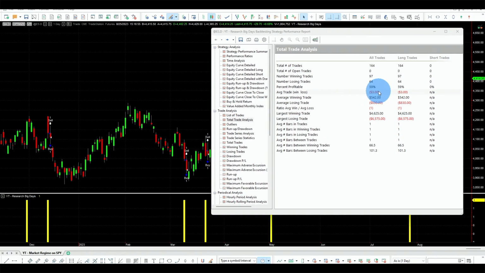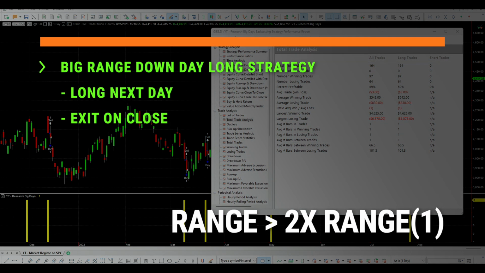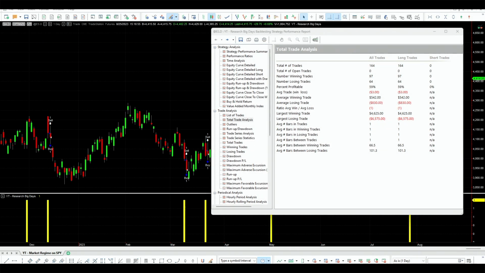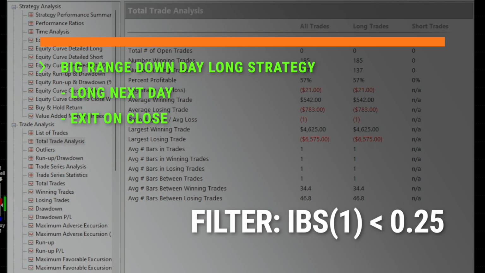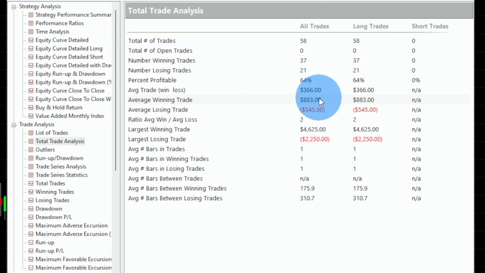So let me try the same concept. First, I will remove the condition for the average true range in order to increase the number of trades. So if I remove that, we compile. Now we have 326 trades. And now if I want to use a filter, so say, for example, I use my IBS again, and if we compile, now the strategy is profitable. So by increasing the number of trades, I have the luxury to add a filter. And now I am making 58 trades. And on average, I am making $366.